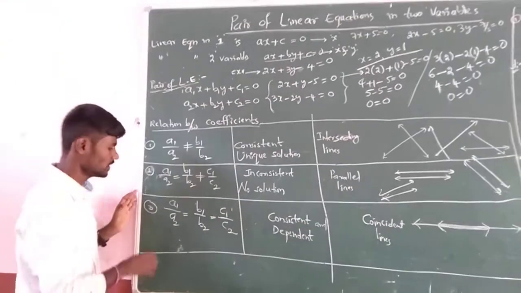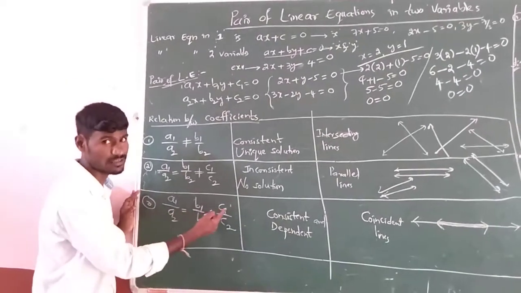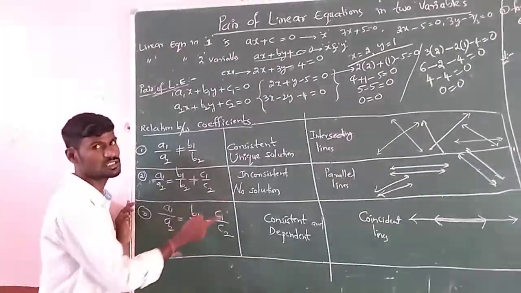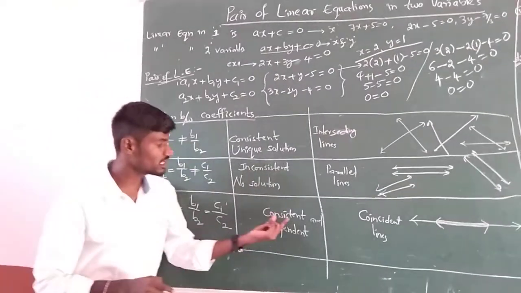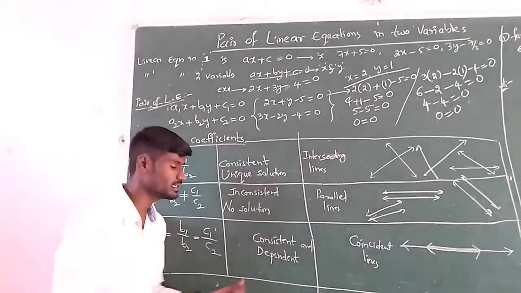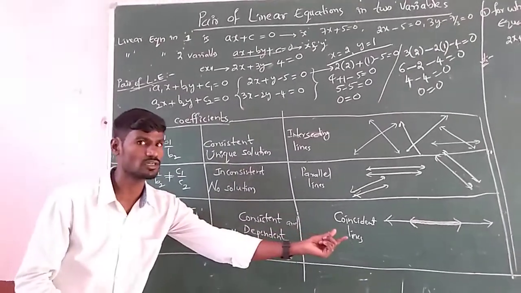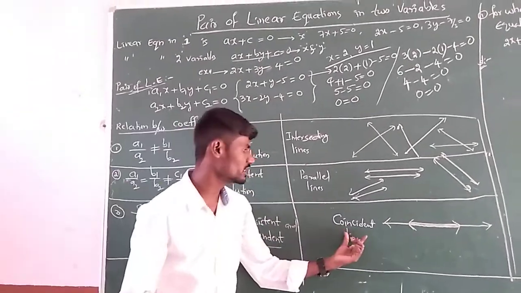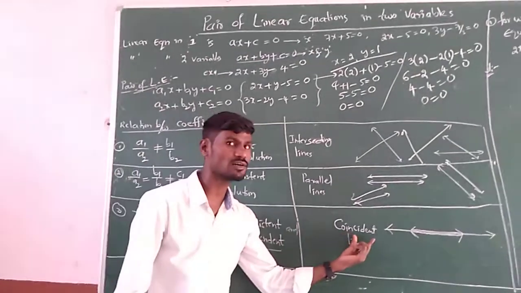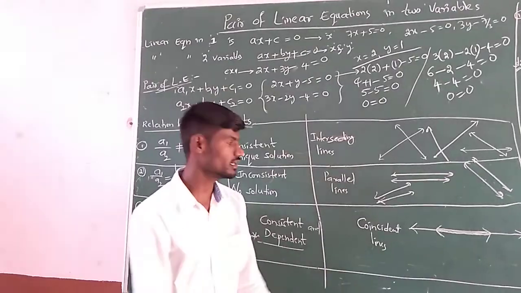Next, third case, if all the ratios are the same, meaning x coefficient ratio, y coefficient ratio and constant ratio, A1 by A2 equals B1 by B2 equals C1 by C2. In that case, a solution exists, so consistent, and also dependent. What is that dependent? We can understand it from the visualization. The lines form is coincident lines. Coincident means they overlap each other.